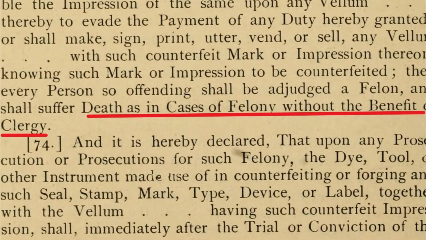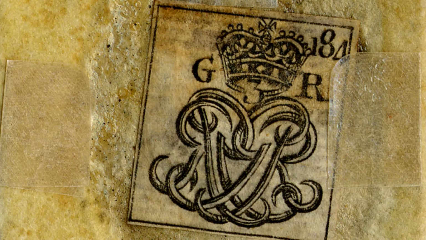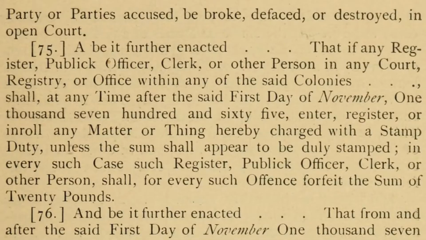The Stamp Act reads, "And it is hereby declared that upon any prosecution or prosecutions for such felony, the die, tool, or other instrument made use of in counterfeiting or forging any such seal, stamp, mark, type, device, or label, together with the vellum, having such counterfeit impression, shall, immediately after the trial or conviction of the party or parties accused, be broke, defaced, or destroyed in open court."